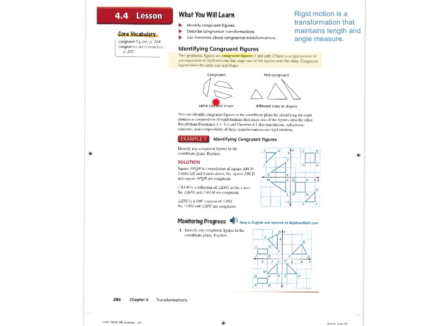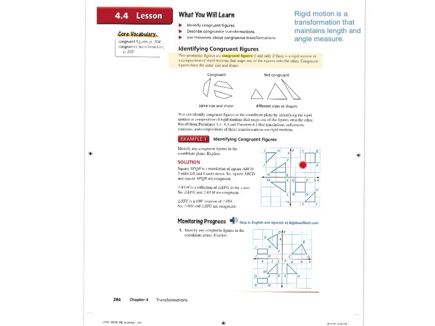And here we see some examples of figures that are congruent because they maintain length and angle measures. They're the same size, same shape. And here are some examples where we have shapes that look similar, but they are different sizes and different shapes. So keep reading and then looking at example 1, identify any congruent figures in the coordinate plane and explain. And really learn what it looks like to explain. And here's a great explanation model for you to start with, knowing what kind of details we're looking for when we ask you to explain.